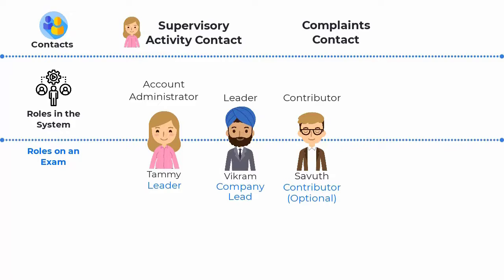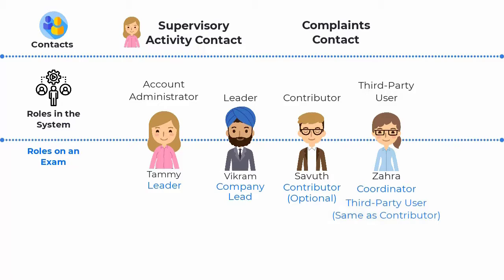For this, they rely on Zara. Tammy has assigned her the role of third-party user at the system level. This allows Vikram to add her as a coordinator or a third-party user on the exam. If Vikram needed to reassign the company lead role from himself to Zara, he could also do that. Now you know all the roles in the system and all the roles on a supervisory activity, specifically an exam.